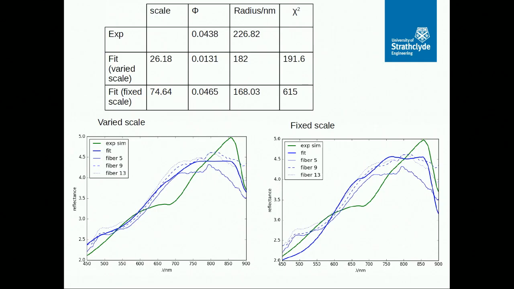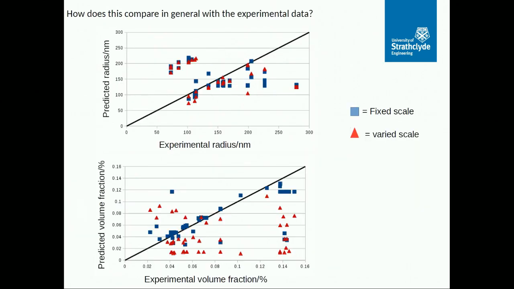So I was interested to see if this trend continues across the 45 samples. What is shown here is the data from the 45 samples, with the squares being fixed scale and the triangles being varied scale. If everything matched exactly, they would lie upon these two black lines. It doesn't match exactly, as we can see, but the trend actually still happens. So when I vary the scale, the radius is captured much better, but I lose the volume fraction entirely. And when I fix the scale, I catch the volume fraction much better, but I lose the radius.